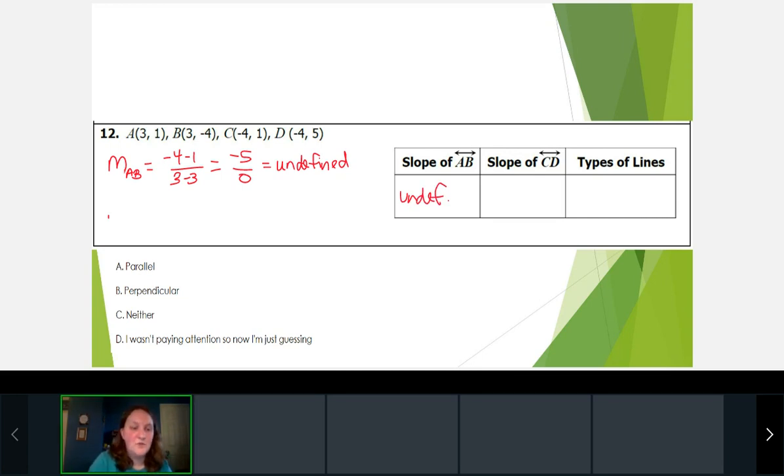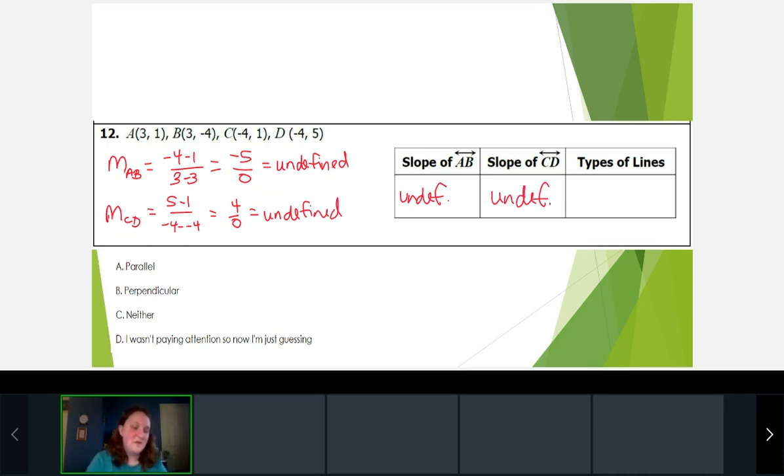Then we find the slope of CD. We use the equation or we graph the points. When you use your equation, you get 5 minus 1 on the top and -4 minus -4 on the bottom. So we get 4 over 0. If you graphed the points, you got another vertical line. The slope of a vertical line, or dividing by 0, gives you another undefined. I have 2 vertical lines.